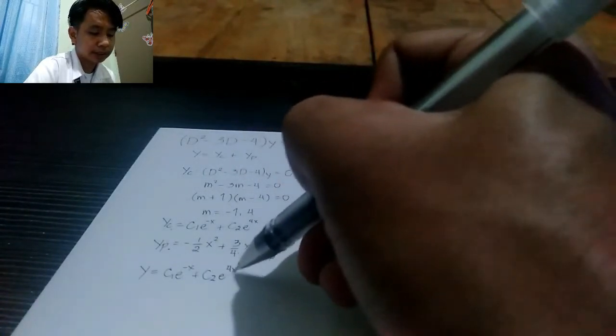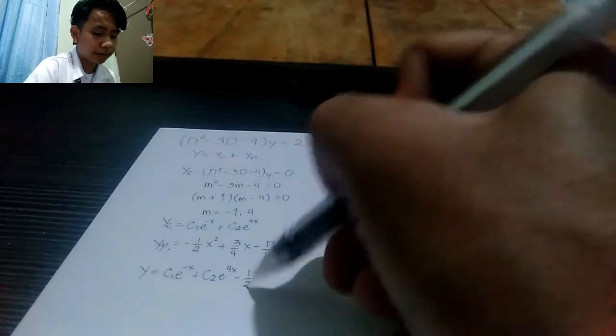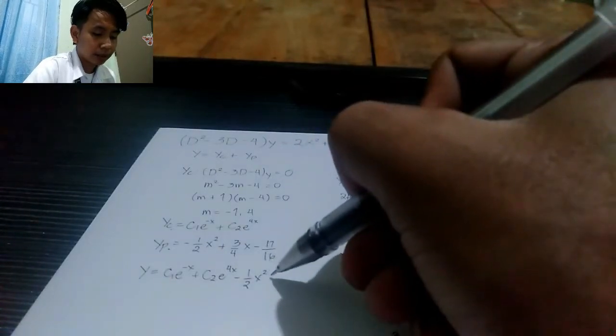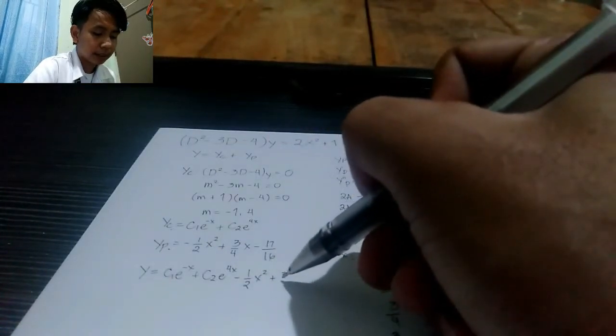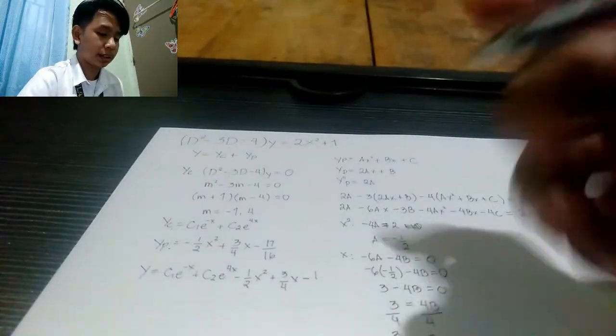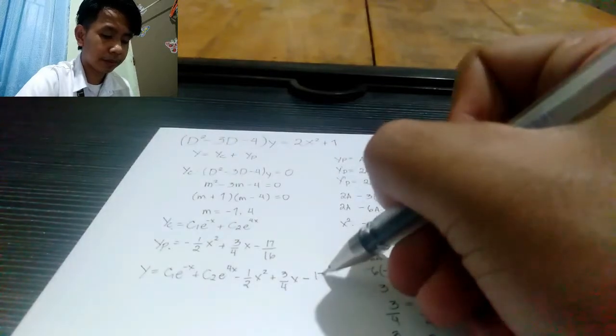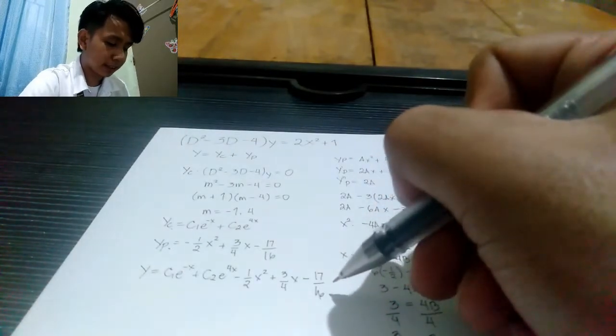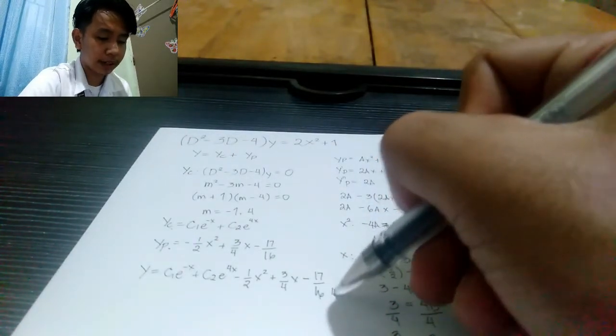Then we now have Y sub C and Y sub P, so we can get the general solution. Y sub C plus Y sub P: C1 e raised to negative x plus C2 e raised to 4x, minus 1 half x squared plus 3 over 4 x and negative 17 over 16. And that is our final answer.